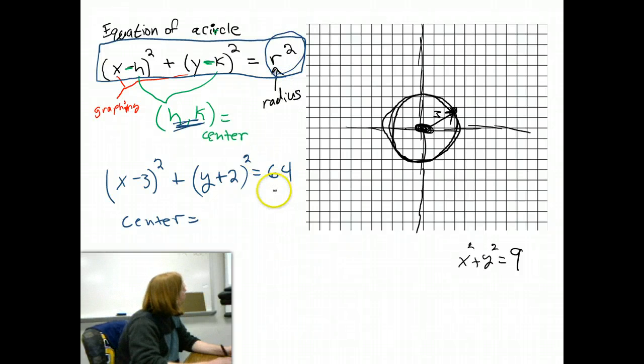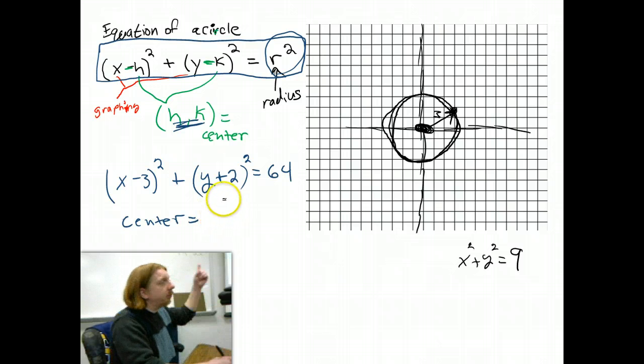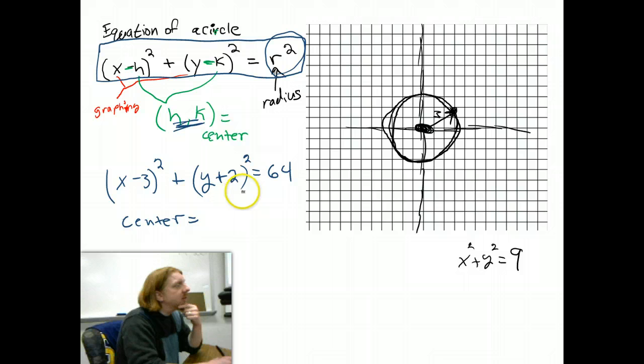So h and the k are always the same, right? They change. Like this circle, what are my h and k? The one that's this guy right here. 0. Oh. 3 and negative 2. Negative 2.